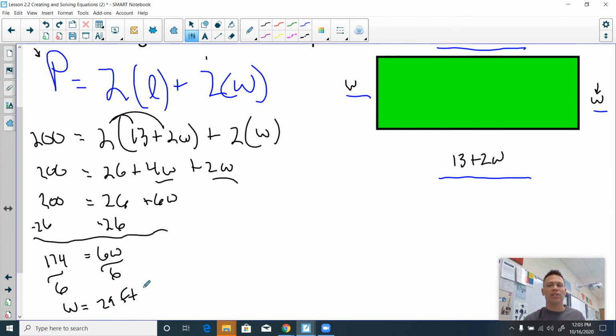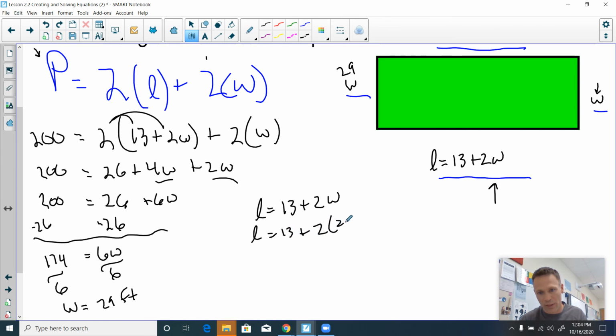And now that I know that W is equal to 29 feet, that's this dimension, right? I can now substitute that in to find the length. The length is equal to that 13 plus 2W. If I know that W is 29, then length is equal to 13 plus 2 times that 29. So 13 plus 2 times 29, 2 times 29 is 58. And if I add 13 to that, I get 71, not 17, 71 feet.